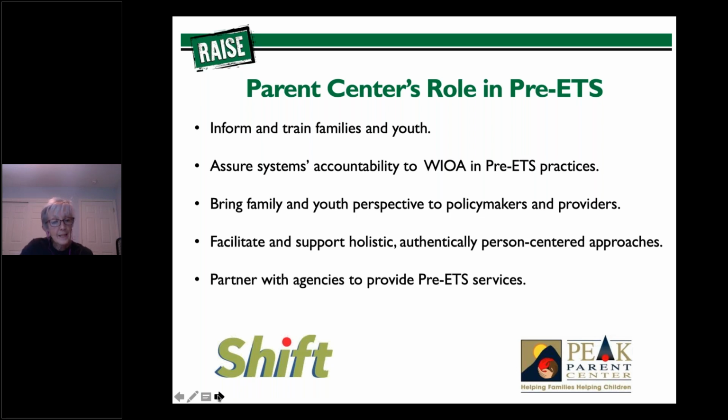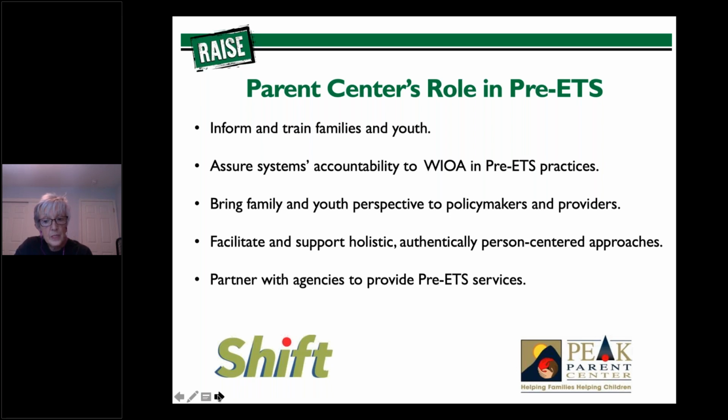So what is the parent center's role, or what are the important roles in which parent centers are needed in relation to Pre-ETS? And certainly we all recognize that our main role as parent centers, of course, is to inform and train families and youth. But then that additional piece of helping to assure systems accountability to the Workforce Innovation and Opportunity Act, of which Pre-ETS is a part.